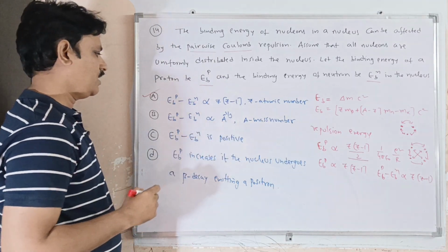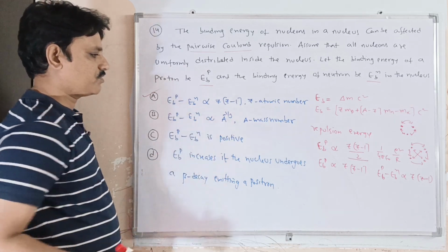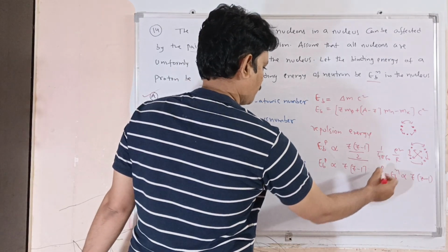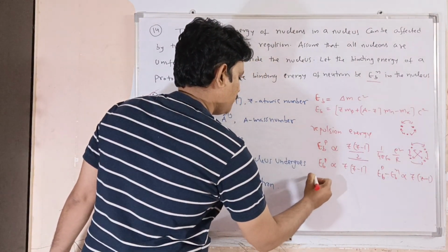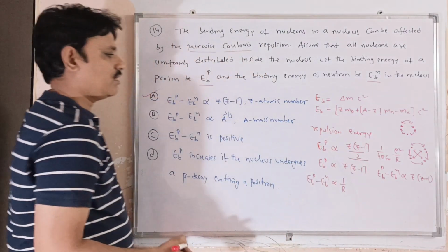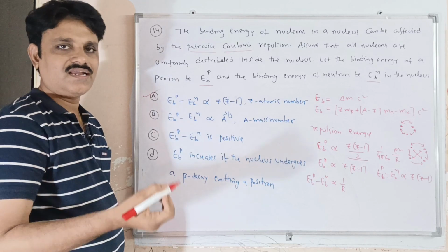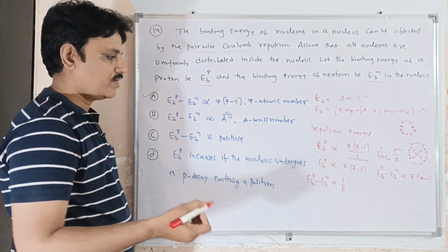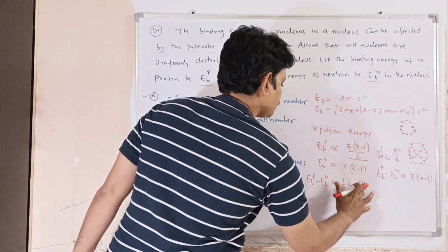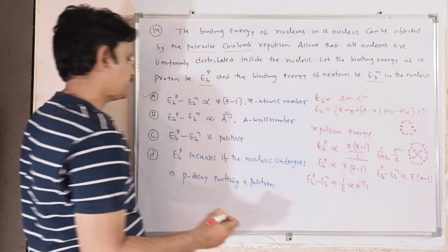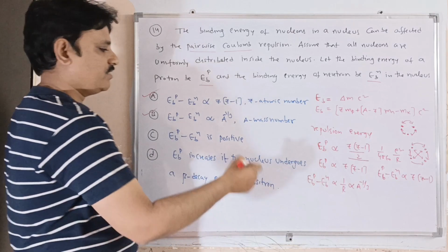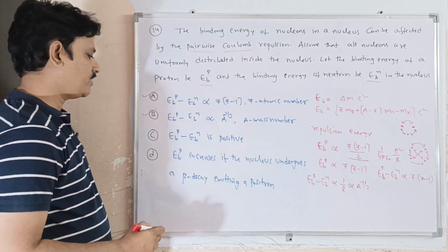Finally we proved it. Next, EBP minus EBN proportional to A power minus 1 by 3. See, EBP minus EBN is proportional to 1 by R, right? 1 by R means radius of the nucleus, and R is proportional to A power 1 by 3. So 1 by R is proportional to A power minus 1 by 3. So option B is also correct, because EBP minus EBN is proportional to A power minus 1 by 3.